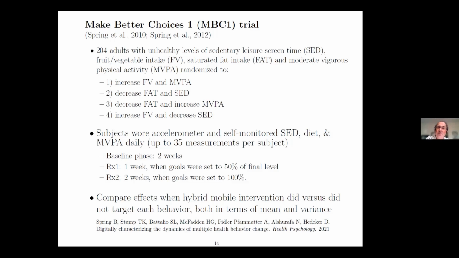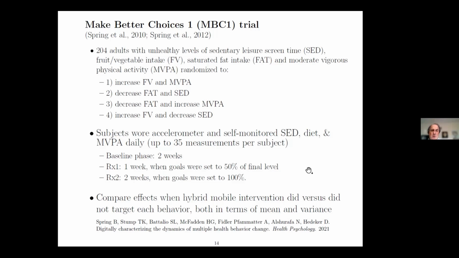Now, the measurements were obtained across 3 periods of the study. There was a baseline phase of 2 weeks, so we got approximately 14 days on these outcomes during baseline. Thereafter, there was a week in which the goals for these behaviors were set to about 50% of the final level. We call that RX1. And then after that, there were 2 weeks in which the goals were at 100% of their final level. So that's what gives rise to these up to 35 measurements. We have 2 weeks during baseline, a week during RX1, and 2 weeks during RX2.